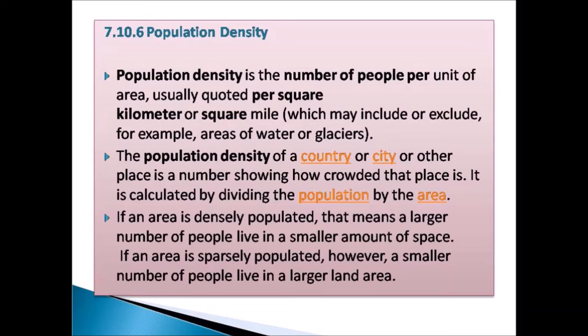If an area is densely populated, that means a larger number of people live in a small amount of space. If an area is sparsely populated, that is, if the population density is low, it means a smaller number of people live in large land area. Hope you can understand the concept.